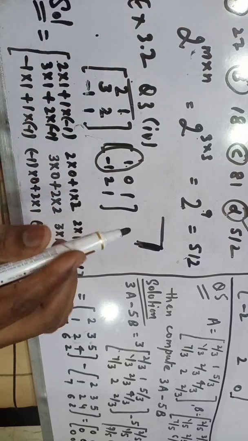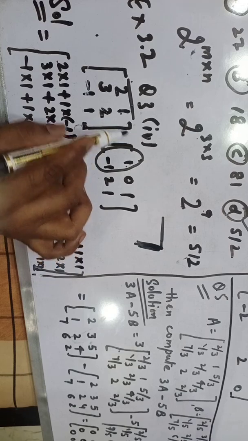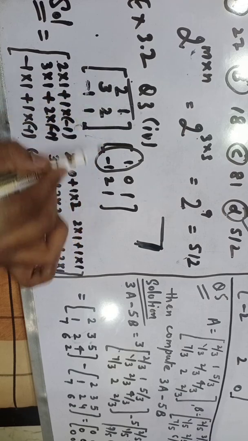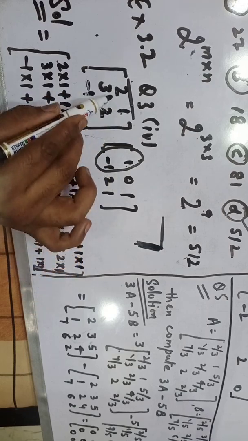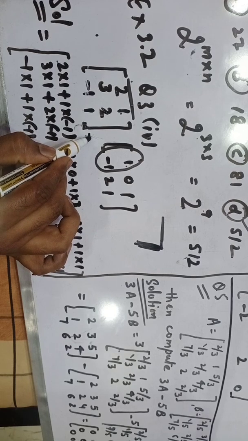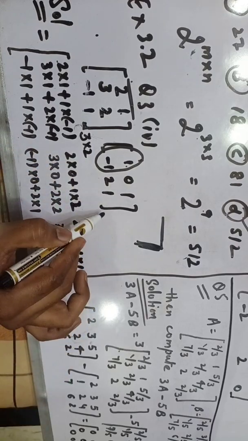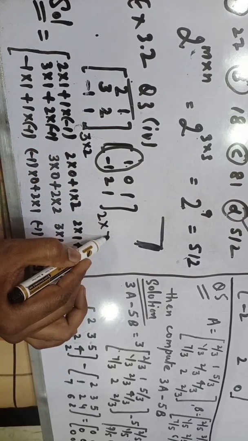And yes, one more thing. In multiplication, I have told you, first of all, I'm writing the order of both the matrices. The order of this matrix is, first we have to write rows, that is 3, and columns are 2. Here, the rows are 2 and columns are 3.